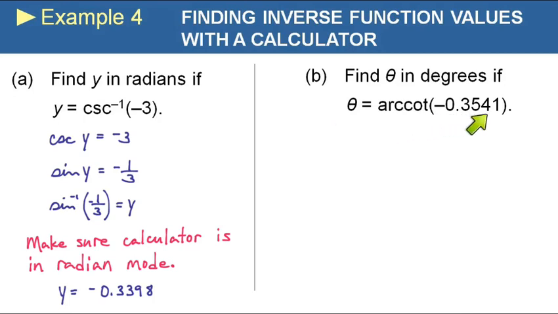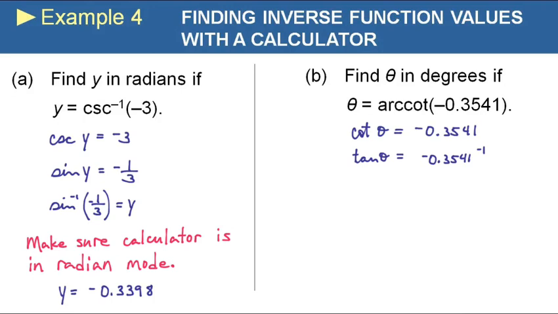-0.3541. So first of all, change your calculator back to degree mode. And now let's look at our equation. We want to change out of arctangent form and into cotangent form. So let's say cotangent of theta equals -0.3541. Now I want to get out of cotangent form, so I'll do the reciprocal of both sides. I'll say tangent of theta equals the reciprocal of -0.3541.